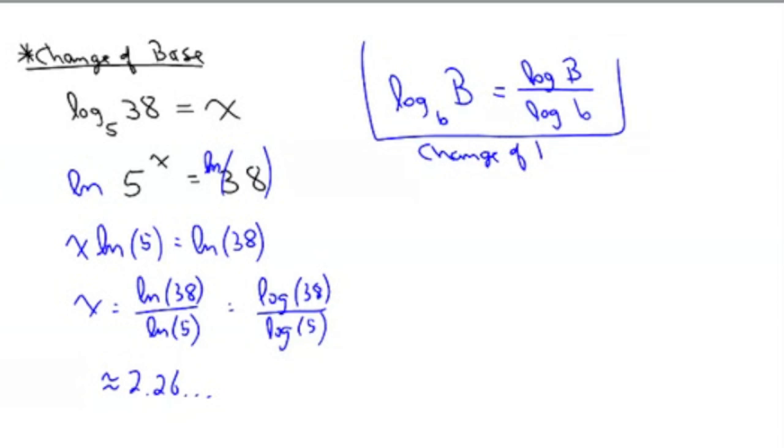But you can't mix. No, you cannot mix ln and log. They have to be one or the other.